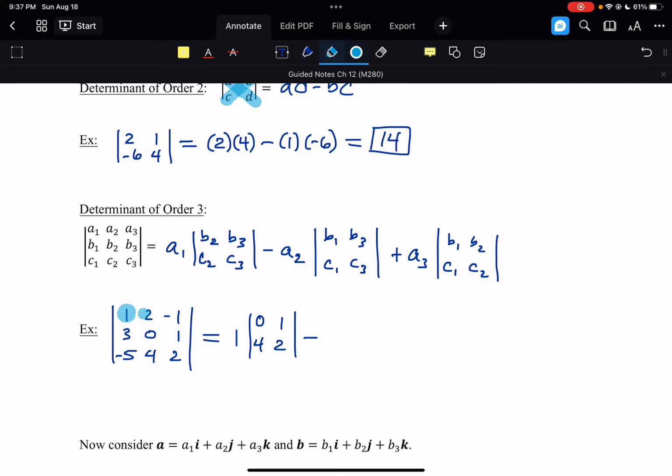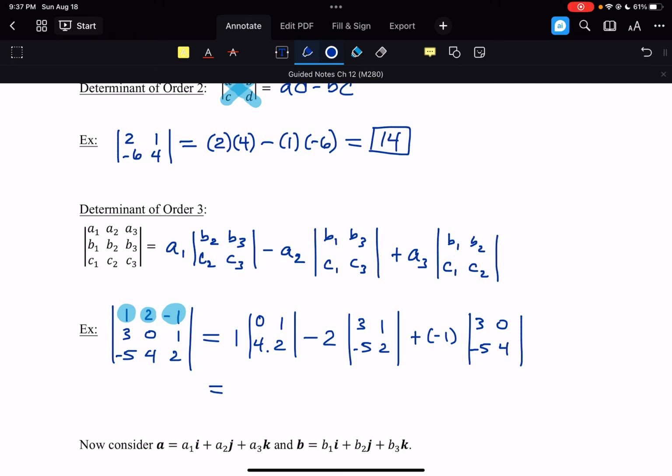Minus, move on to the next one. That's 2. Block off row and column. That leaves us with those four: 3, 1, negative 5, 2. Plus negative 1 times, if we block off row and column, we're left with that 2 by 2 right there. That's 3, 0, negative 5, 4.